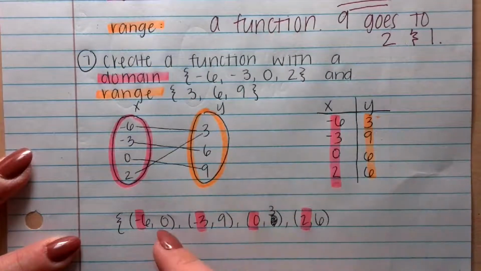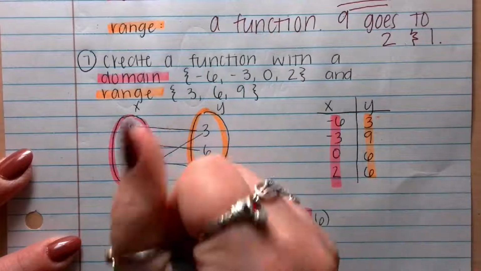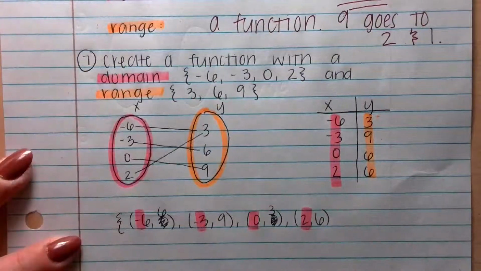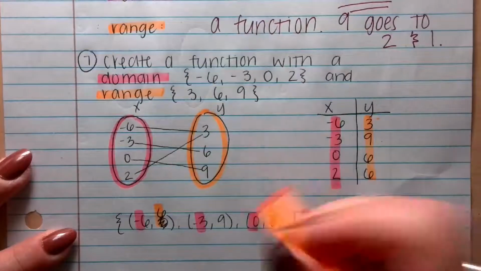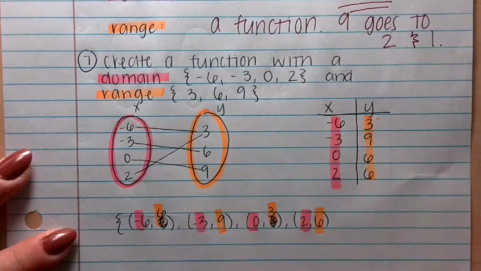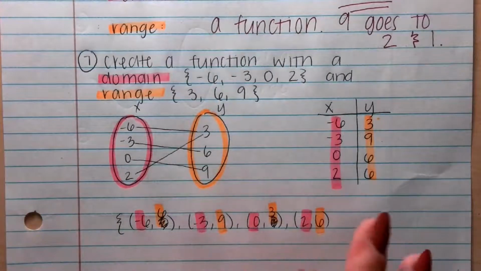Oh, I goofed again on this one. I, for some reason, just really, really wanted to put 0 for my range. Let's do 6 for that one. This is why we double check our work, guys, right? We have 6, 9, 3, and 6. So after some editing, the ordered pairs are good to go.